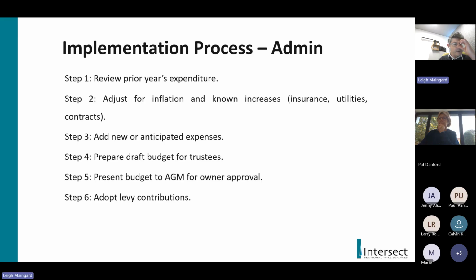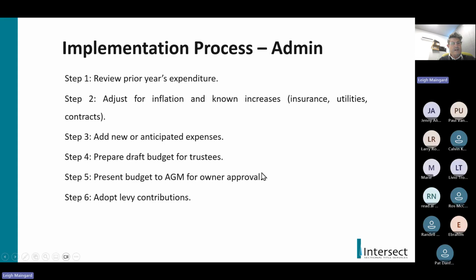The budget, sorry, is drafted by the trustees, and then it's presented to the owners at the annual general meeting, and the owners ultimately approve the budget. The importance here is that the trustees present that budget and explain to the owners why whatever increase they've applied, or have not, has come about, and they provide them with the details. Then the budget is adopted, and that will give rise to the levies that are charged to each individual owner.